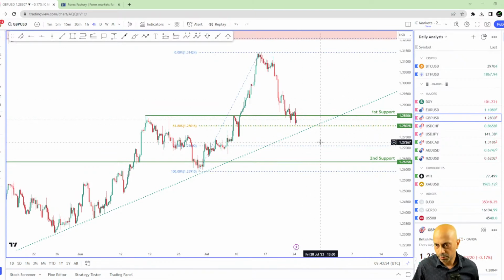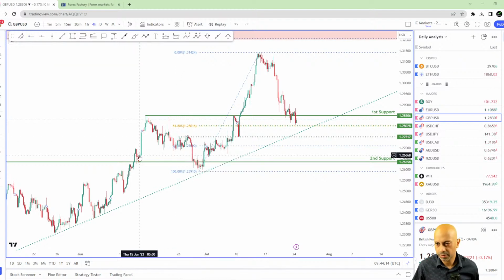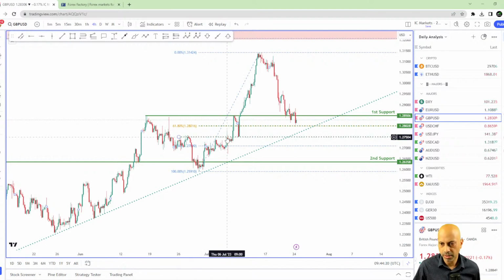Now with regards to the second support on a 4-hour chart, I can see a nice overlap here as well across these pullback levels. You can see this level here at 1.2752. You can see a pullback here on 10th of July, price running into resistance on 6th July, 27th June, as well as 26th of June.